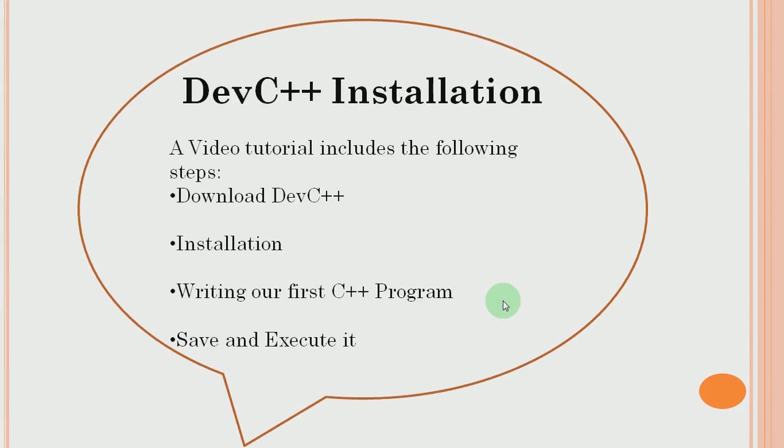Now I tell you how to install. I have given a video in which I tell you how to install the software DevC++, in which we can execute the C++ programs. So our video tutorial includes the following. First, we download DevC++ from a link, then we install it, then we write our first C++ program, and then we save it and execute it. So from there you can learn how to write your first program and how you can execute it.